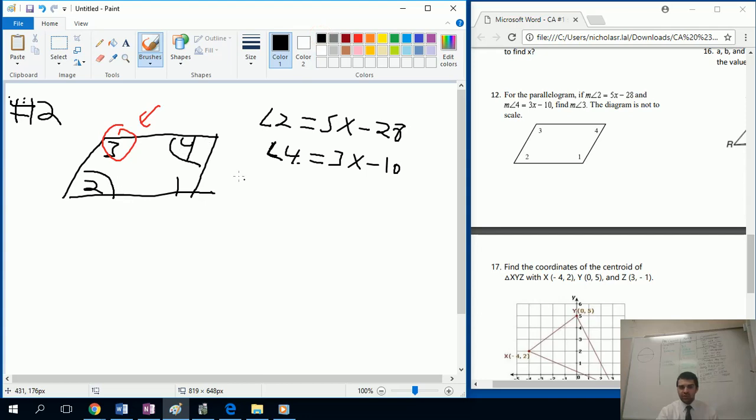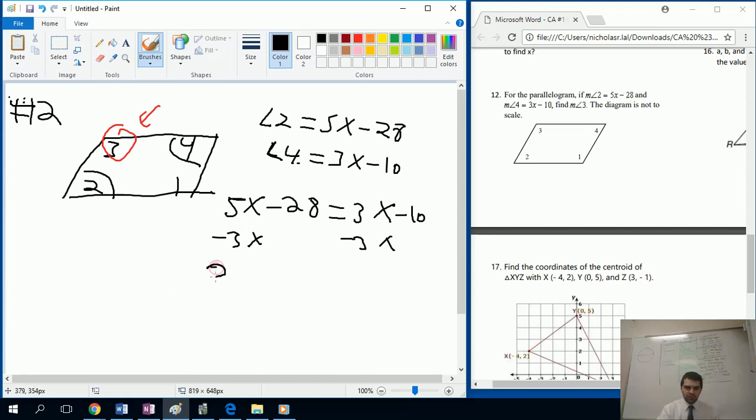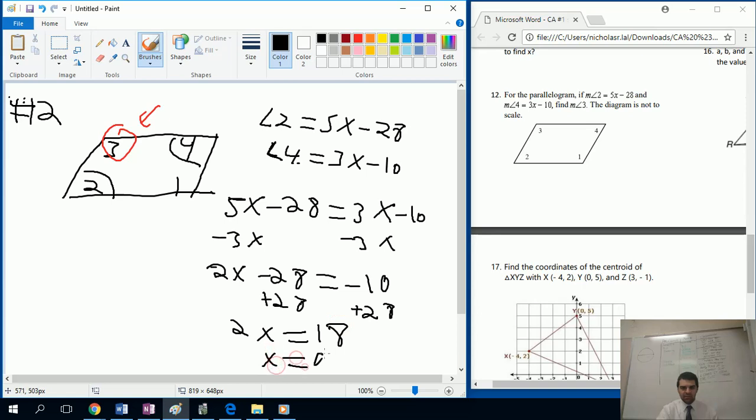We can set the 2 and 4 equal to each other. So 5x minus 28 is going to be equal to 3x minus 10. Subtract 3x, subtract 3x, and let me adjust my screen a little bit. 2x minus 28 is going to be equal to negative 10, and so add 28 to each side. 2x is going to be equal to 18, and x is going to be equal to 9.